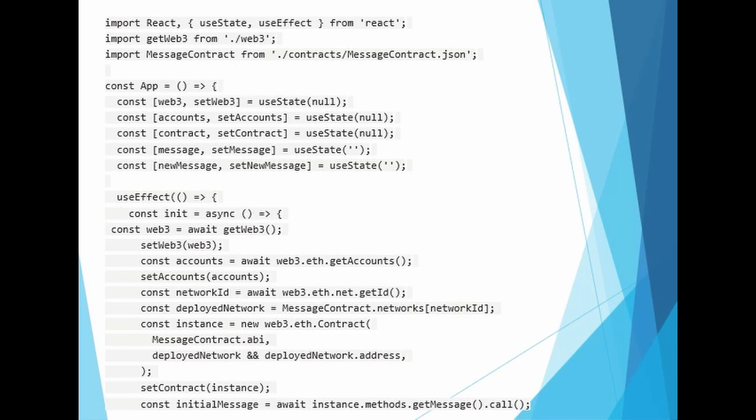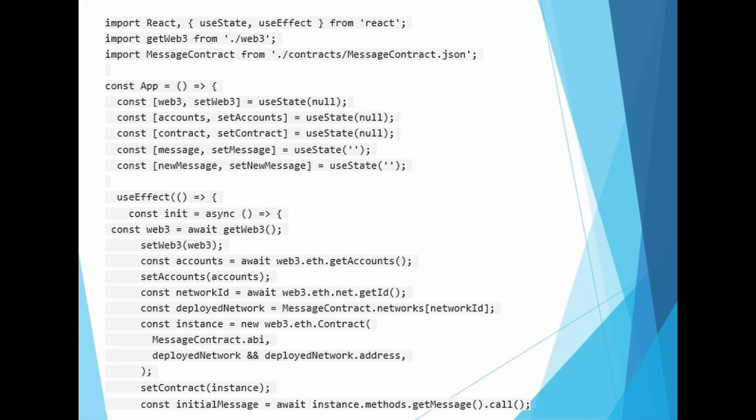Here is an example of the interaction code. Here we are first importing the necessary React library. Then we also import the getWeb3 function which we had written earlier. Then the JSON file which contains the information of our smart contract, MessageContract, is also imported. Then we create state variables, web3, accounts, contract, message and newMessage, to manage their states within the component.